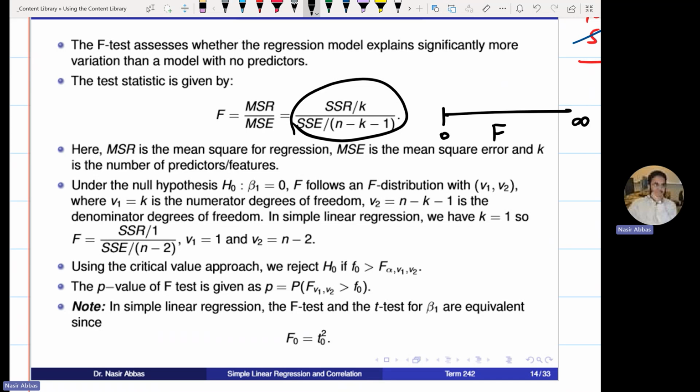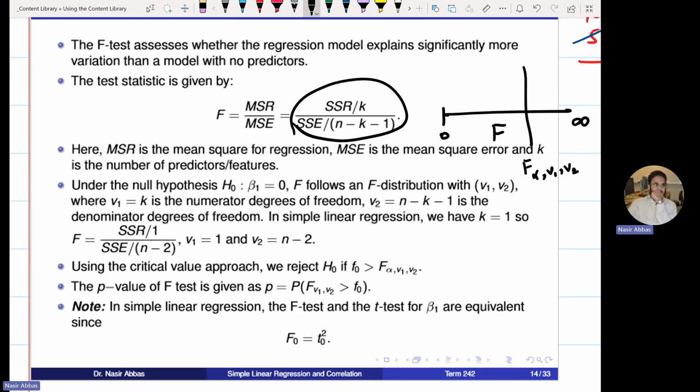0 indicates what? Very, very bad, insignificant regression. The regression is insignificant. It's not good. Infinity indicates what? Or a big value of F indicates what? It's a good regression. In between 0 and infinity, there is a cutoff. This cutoff is called critical value. We have been dealing with critical values, yes? This cutoff is called critical value.